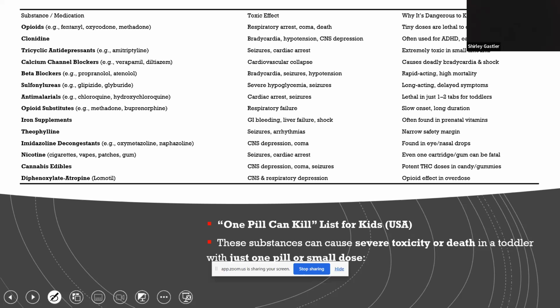Clonidine, really any of your antihypertensives, your calcium channel blockers, your beta blockers, the sulfonylureas, the glipizide, the glyburide. These are the medications for diabetes. These ones can drop your blood sugar as an adult, but obviously certainly as a pediatric patient. Iron supplements, anything nicotine, cannabis, the Lamictal, a lot of things that people have in and around the house. And of course the tricyclic antidepressants, a lot of the antidepressants will be on this list.